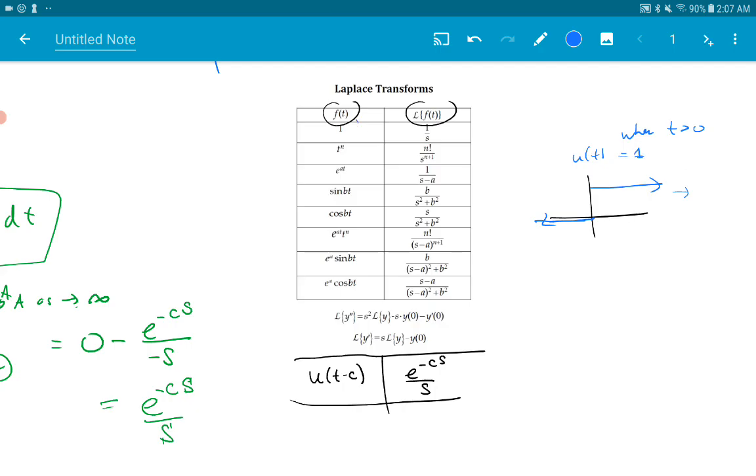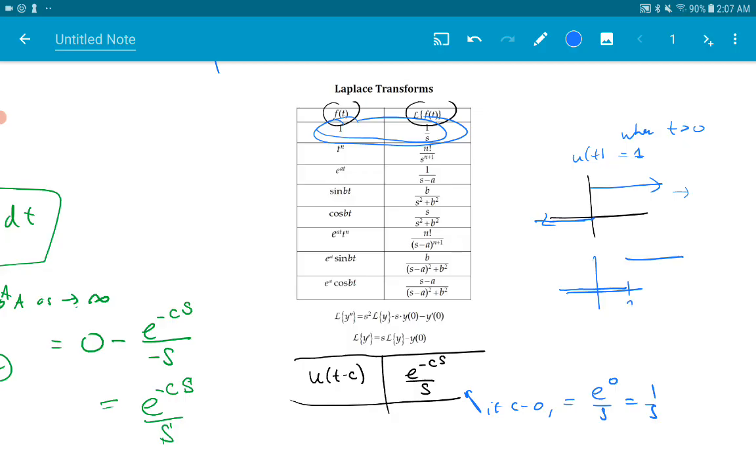So that would be just like this entry here, which is 1 over s, and that's what you'd get here. If c is 0, this equals e to the 0 over s, which is just 1 over s. It's the same as this entry here, so it should make sense. The only time it'll be different is when it jumps at some c besides 0.